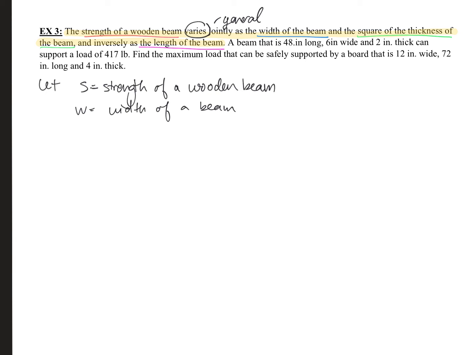I'm going to have to create a variable for each of these values. So if W is width of the beam, well, we already used S. So let's do T for thickness of beam. And lastly, we need, let's do L for length of beam.